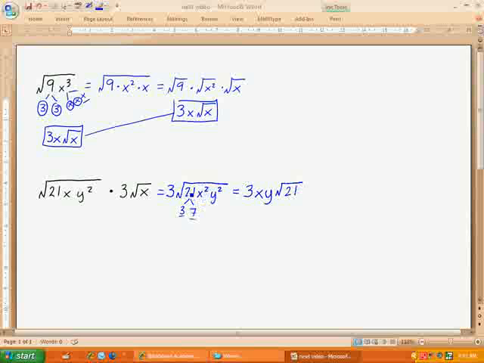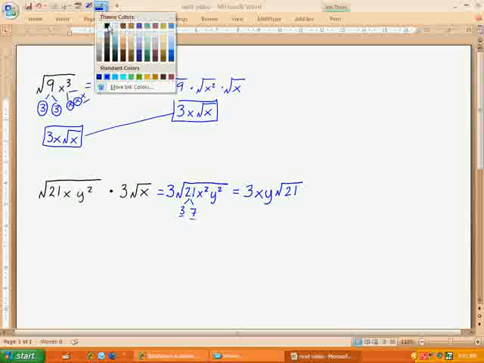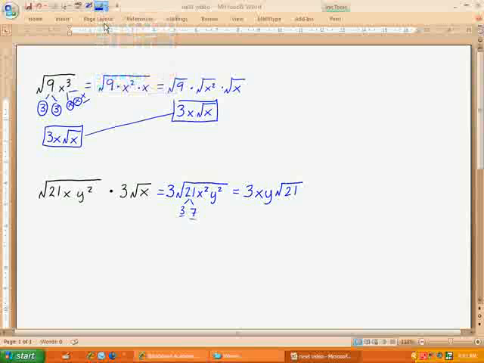Okay? What I would like to look at now is the quotient property. The quotient property of radicals is much like the product property. Okay? And I'm going to go ahead and write it out here. The quotient property of radicals. And the quotient property of radicals is just simply the same thing, except it works for division.